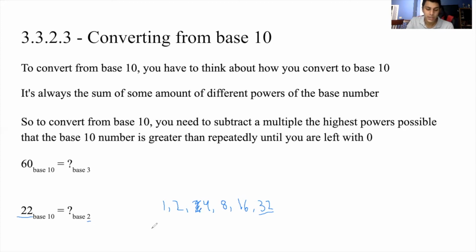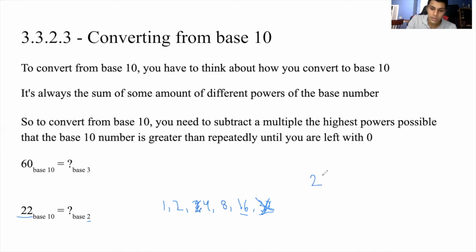So 22 is divisible by 16, 8, 4, 2, and 1, but it's not divisible by 32, right? 32 is higher than 22. So the highest power of 2 that 22 is divisible by is 16. Now we need to figure out how many times 16 goes into 22. Well, 16 goes into 22 only one time, right?